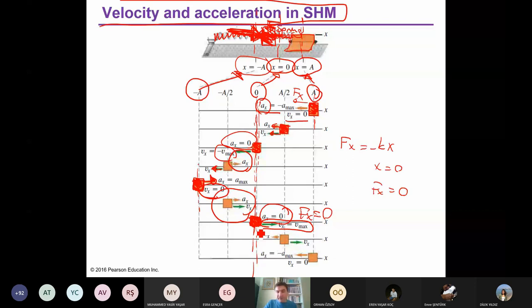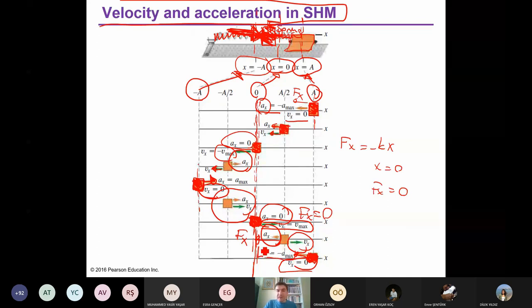And whenever you pass through this equilibrium along the positive x direction, we will have this positive vx, but the acceleration will be negative because the restoring force will be in the negative direction again. And here, when the glider reaches the maximum amplitude, again, momentarily, the velocity of the system is zero. Then we have maximum acceleration along the negative x direction.